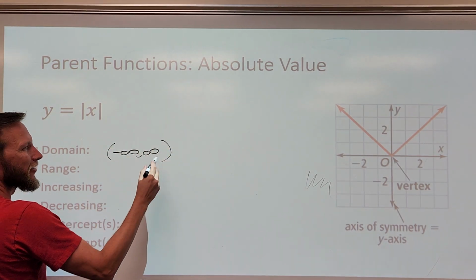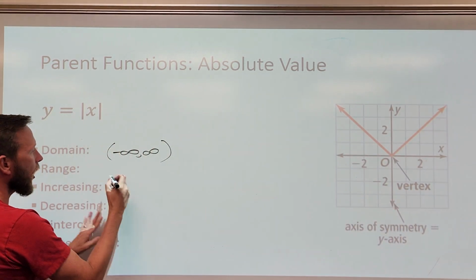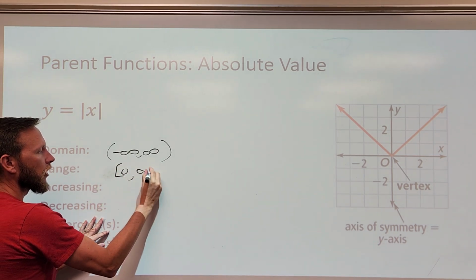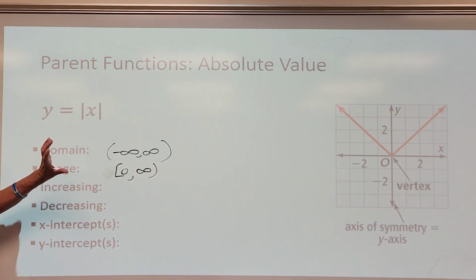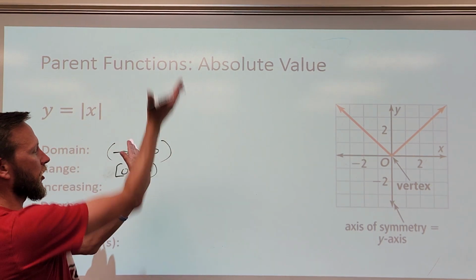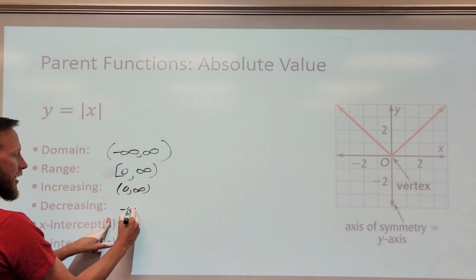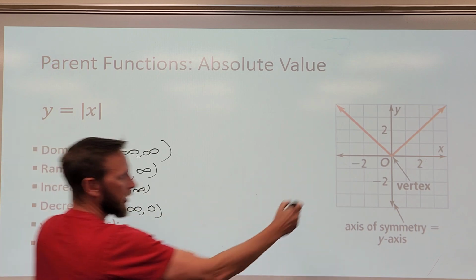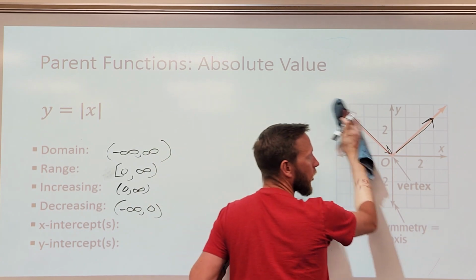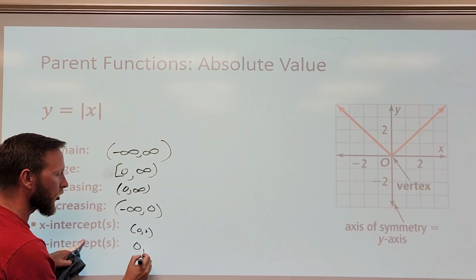Our domain is all the x values, right? We can put any number in for x from negative infinity to positive infinity. Our range, however, goes from 0 inclusive up to positive infinity on this basic parent function. Y is the absolute value of x, right? So the range goes from the vertex on up. It is increasing from x equals 0 to x is infinity. It's decreasing from negative infinity to 0, right? Here it's going down to this point, and then it's going up from that point as we read it left to right. The x-intercept and y-intercept are the same, 0, 0.